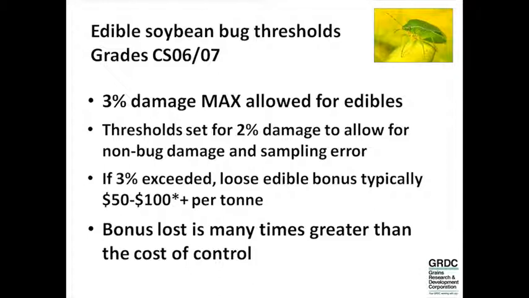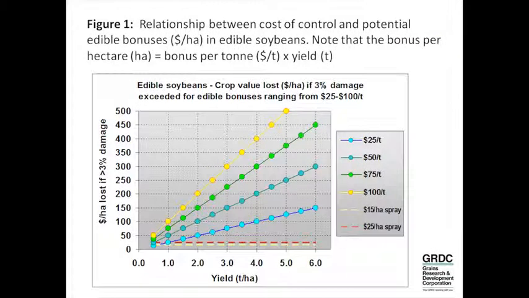You'll add 3% damage max, and above that you get penalised. You can lose your edible bonus, and that bonus can be typically $50 to $100 a tonne. Some years it's less, depending on the supply of beans. And the bonus lost is many times greater than the cost of control. We can represent that graphically.